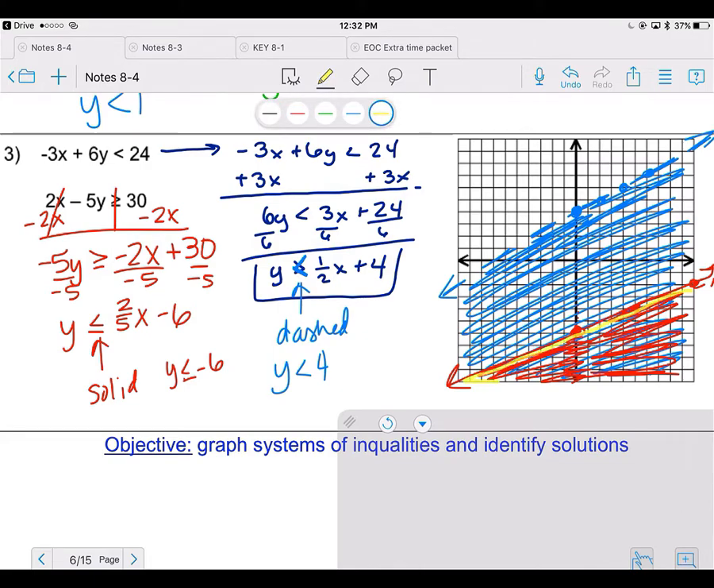So that would be this triangle in here where they overlap. So the blue and the red overlap down in that bottom triangle.